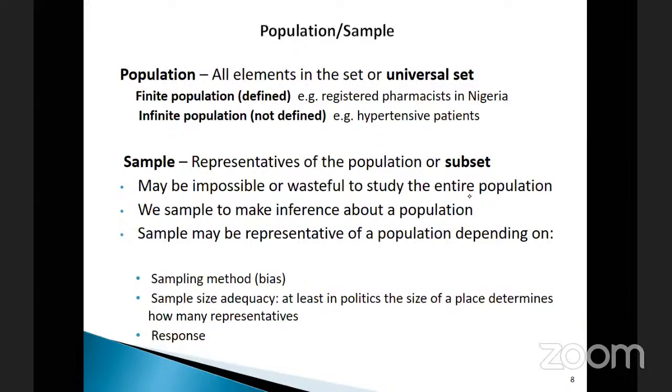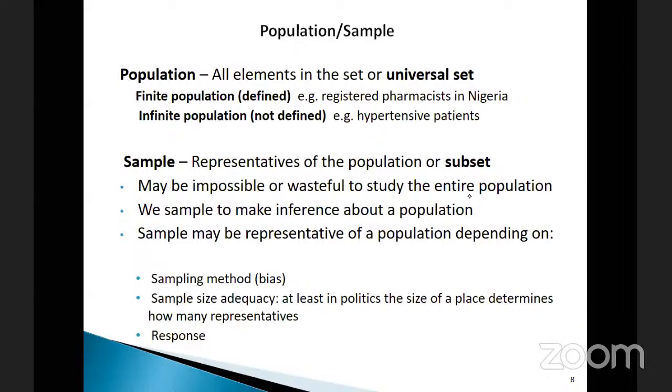Now, for your sample to be representative of a population, it will depend on sampling method. The sampling method may be in such a way that it introduces bias. If we want to sample 20,000 prescriptions over a period of 10 years, and we just look at 1 year that contains 2,000 prescriptions, we take the 2,000 prescriptions and study them. And then we are saying that these prescriptions represent the prescriptions over the past 10 years. I mean, that's not logical.